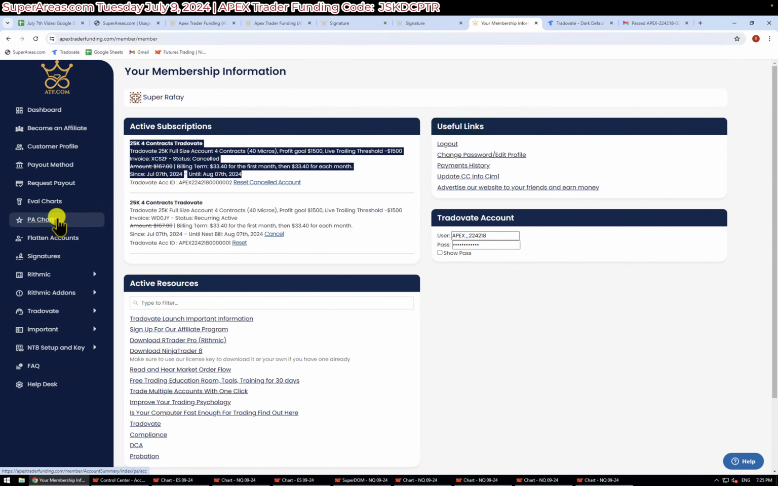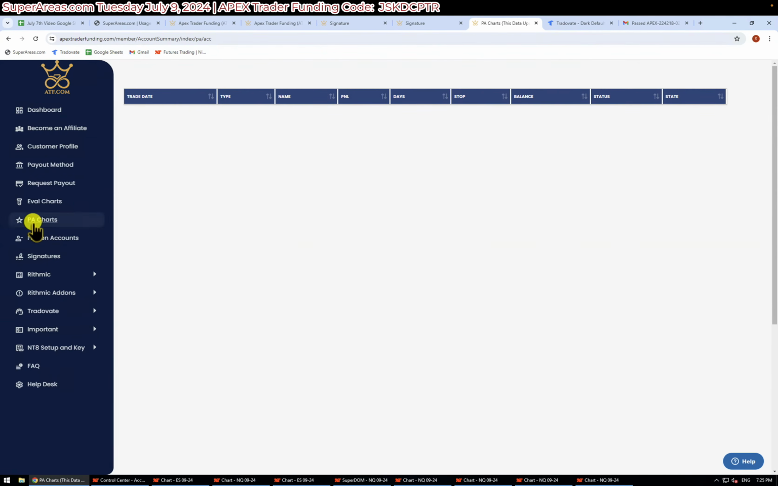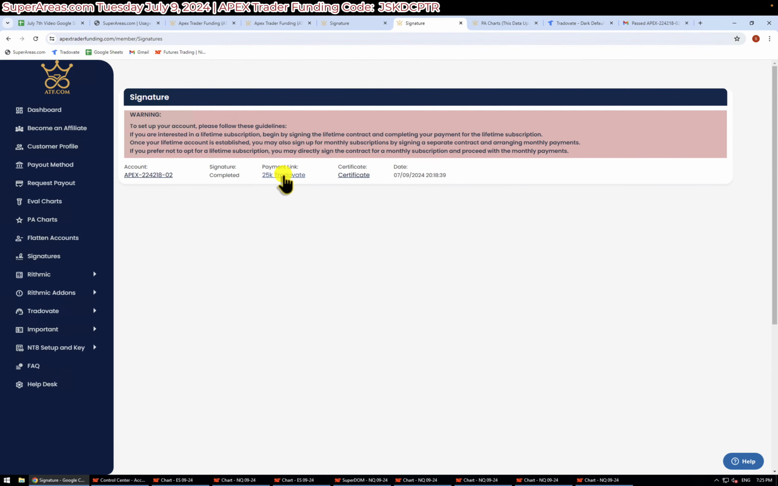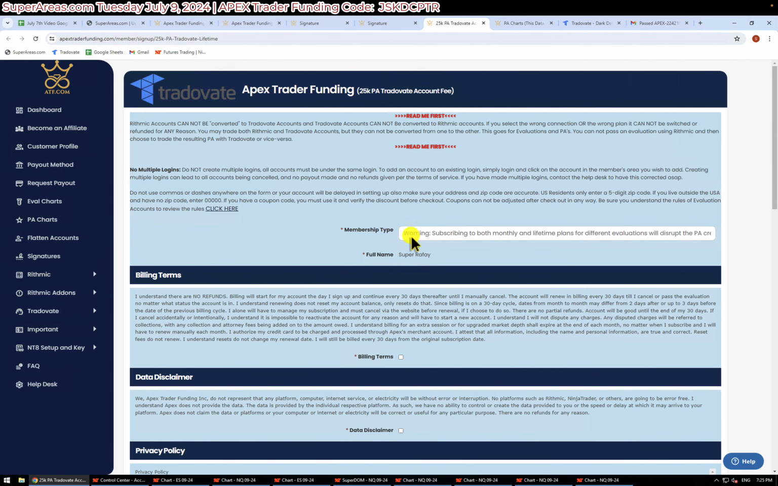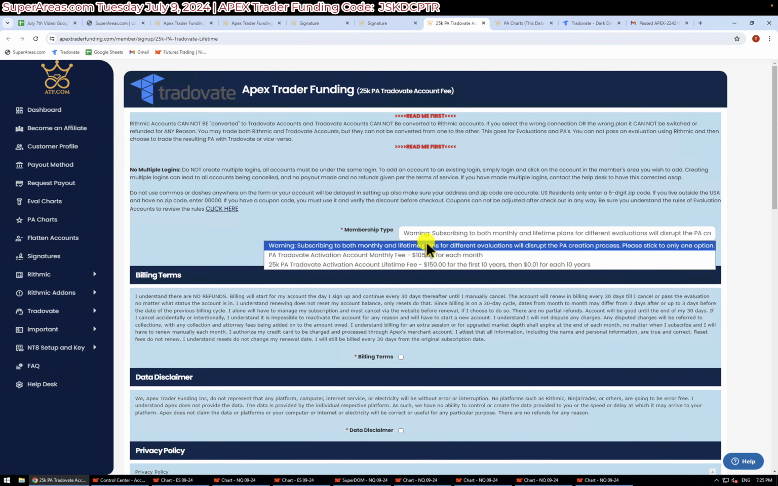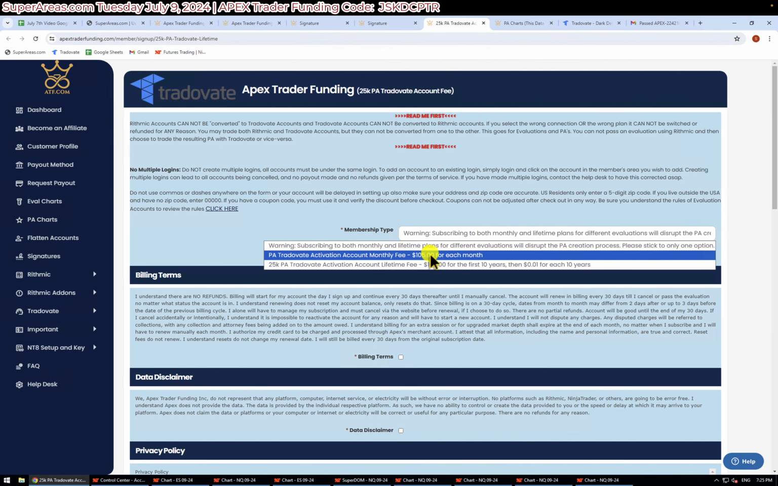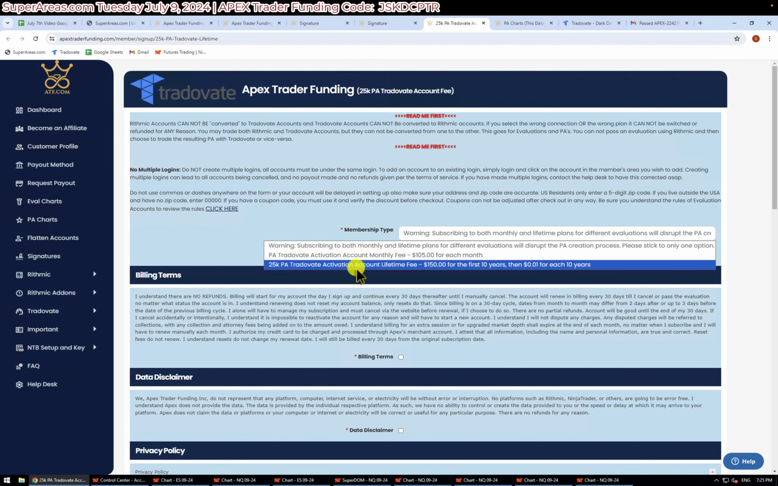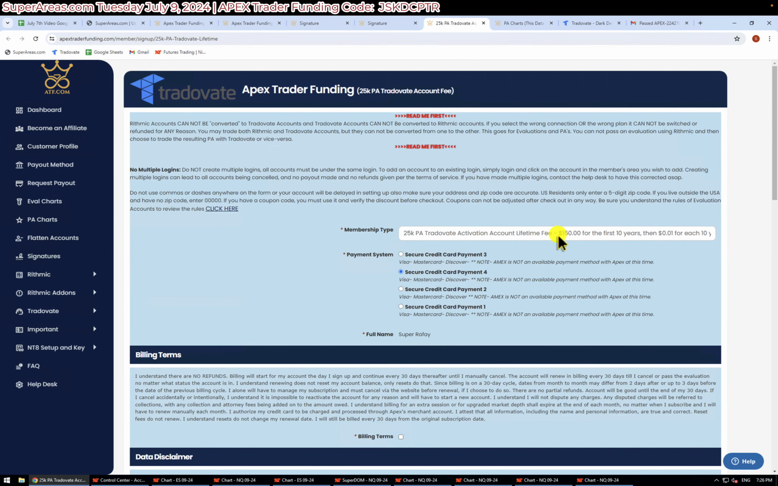So I go to my PA. Right here, PA. I don't have any PA. Go back to the signature and payment page, and I see I'm back here. It says PA activation fee $105. If you accidentally picked monthly, you cannot go back to lifetime. If you picked lifetime, you cannot go back. So be very careful and always pay attention to what you're paying for, right? It says PA activation fee $150 for the first 10 years and then 1 cent for the next. So for lifetime, you're basically paying $150.